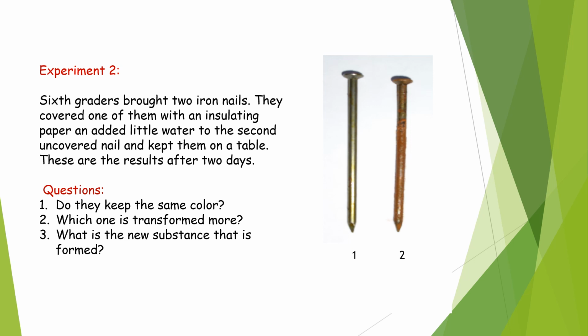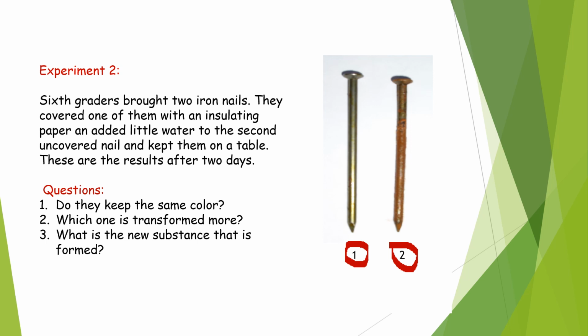Let's read now experiment number 2. Sixth graders brought two iron nails. They covered one of them with an insulating paper and added little water to the second uncovered nail and kept them on a table. These are the results after 2 days. Observe the results with me. This is the first one that was covered with a paper and the second one that was uncovered and kept for a few days.